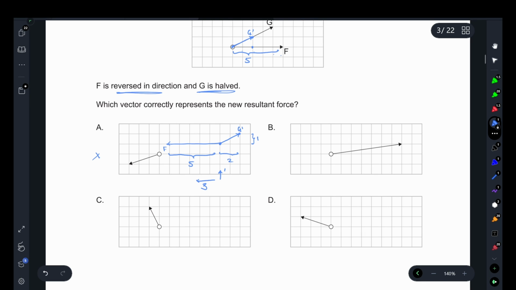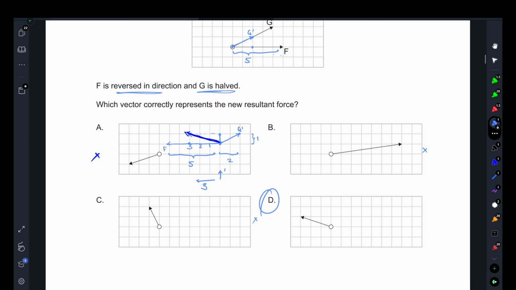So let's draw this out. Plus 1 here and minus 3. 1, 2, 3 right here. So if we match these grid points up, this is our new vector. So let's see which one matches this vector. Option A is incorrect, option B is incorrect, option C is incorrect, and option D is the correct answer.